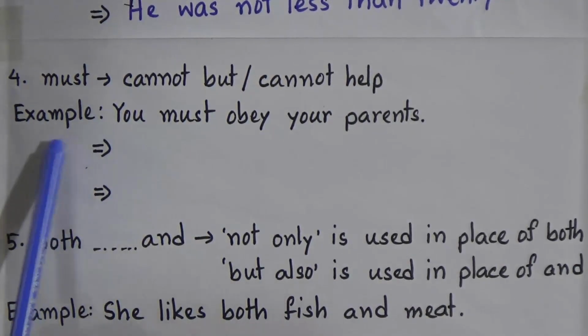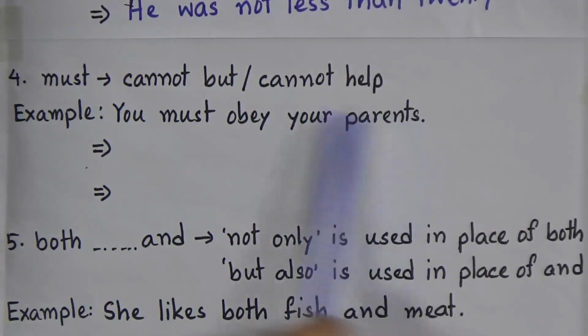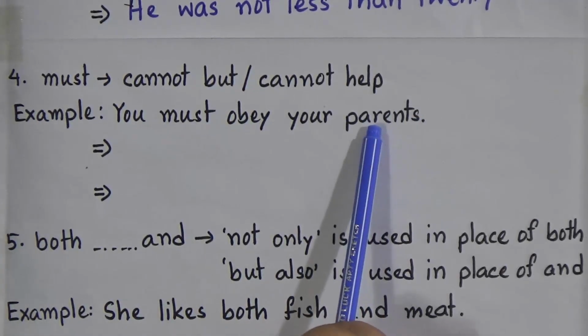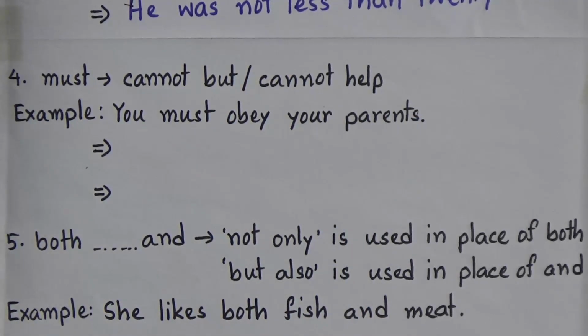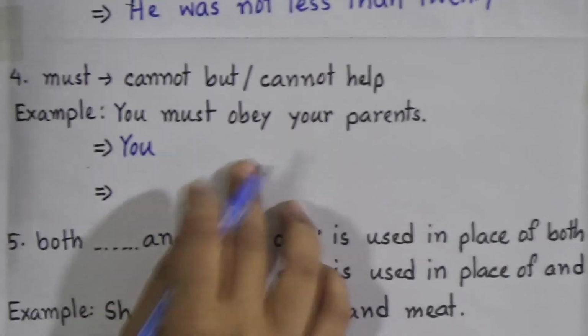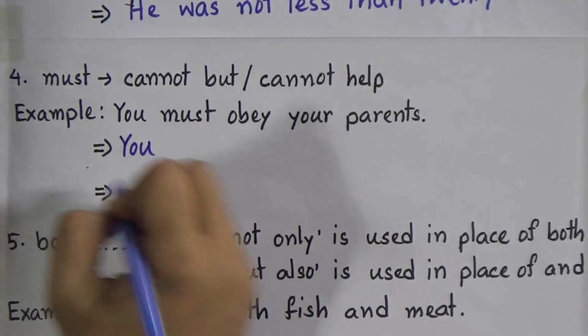Okay, let's do this example. You must obey your parents. This is the affirmative sentence. Now we will change it to negative form. So what will we write? At first we will write you. Now we will write cannot but in place of must.